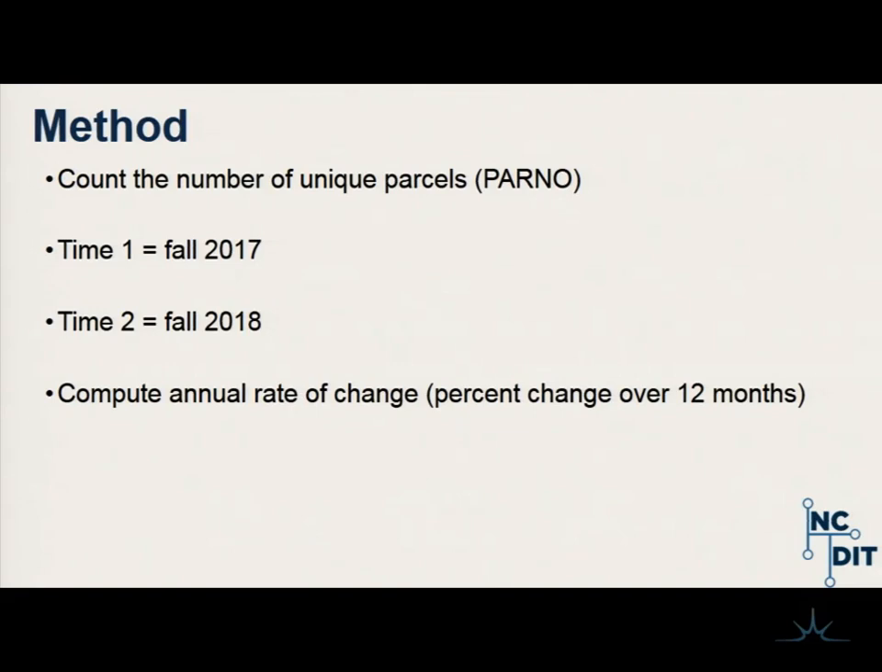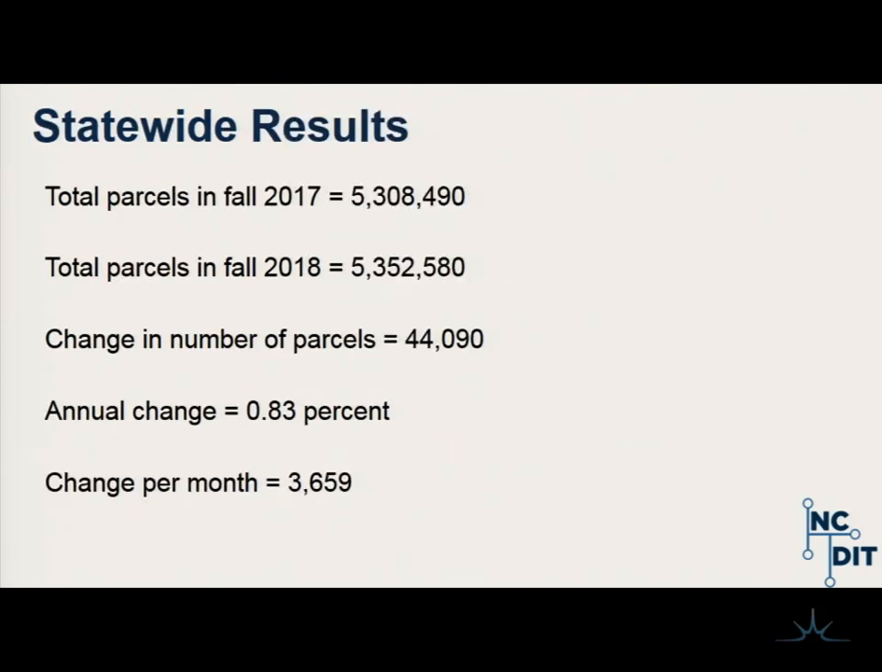Time one was fall 2017. Time two, fall 2018. So the concept here is to compute the annual rate of change, the percent change over a 12-month period. So the statewide results, looking at these 2 years: total parcels in fall of 2017, 5.3 million. By the fall of 2018, it was almost 5.4 million, if you round off. The change was 44,090. That's the net change in number of parcels. The annual change percent was less than 1%. It was 0.83% statewide. Or if you look at the change average per month, it's 3,659.